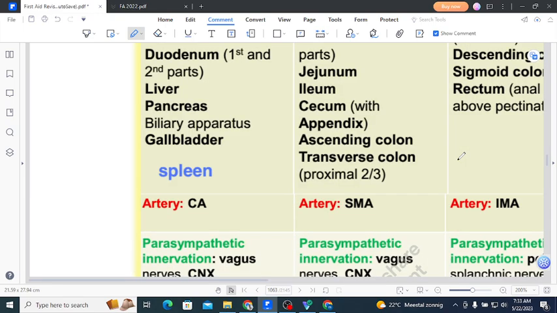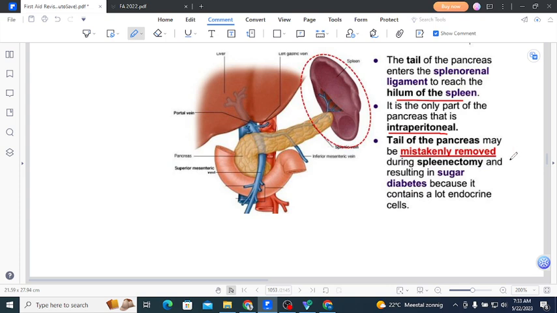Then the tail of the pancreas may be mistakenly removed during the splenectomy. There are a lot of situations when we have to do the splenectomy. For example, for sickle cell patients, when the spleen has been fibrosed, or in some cases when there is too much splenomegaly, so that the platelets have become engorged inside the spleen and there is functional thrombocytopenia.